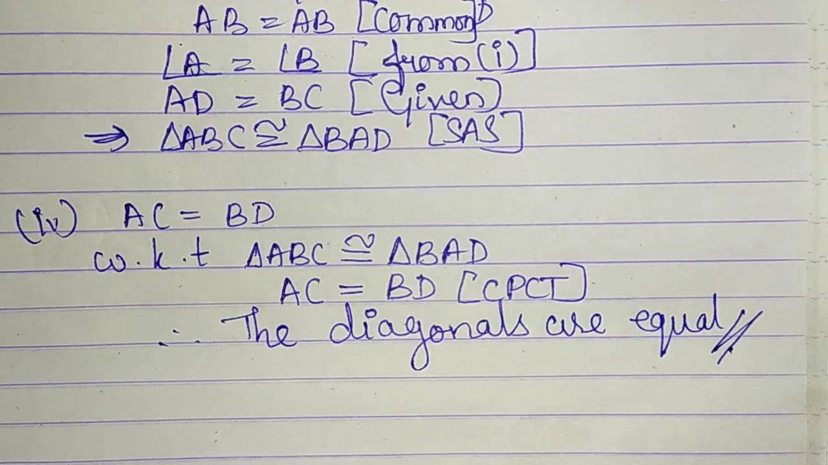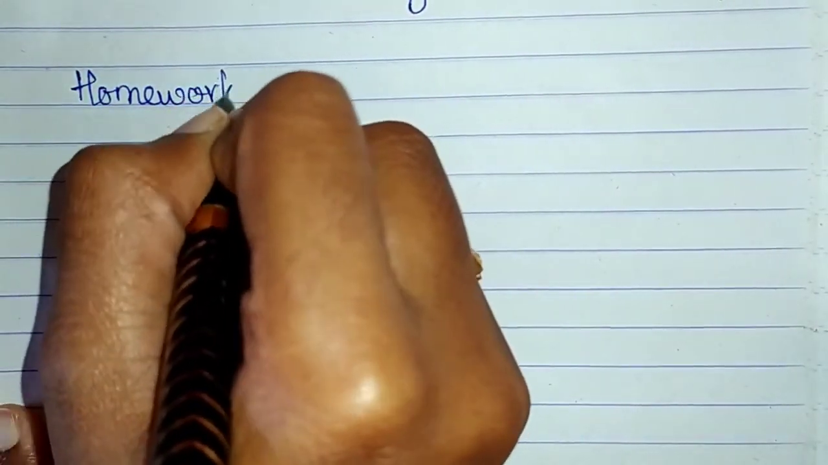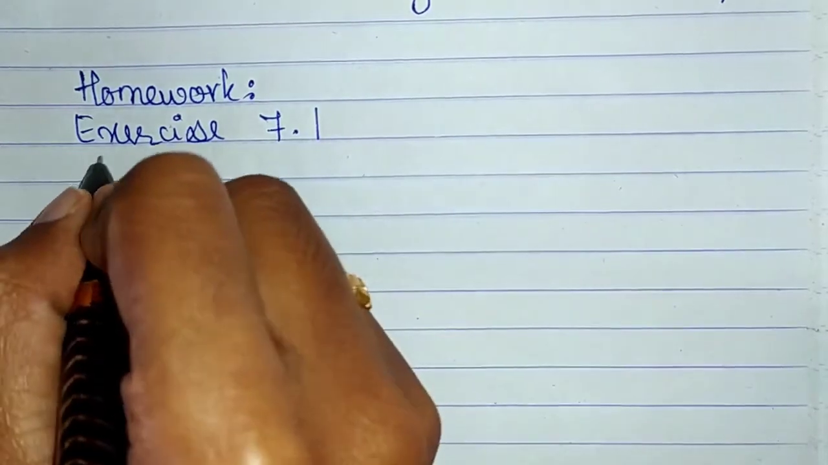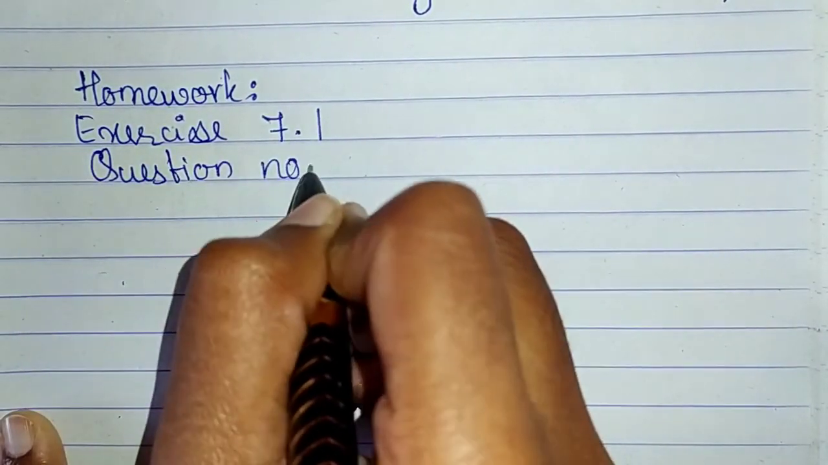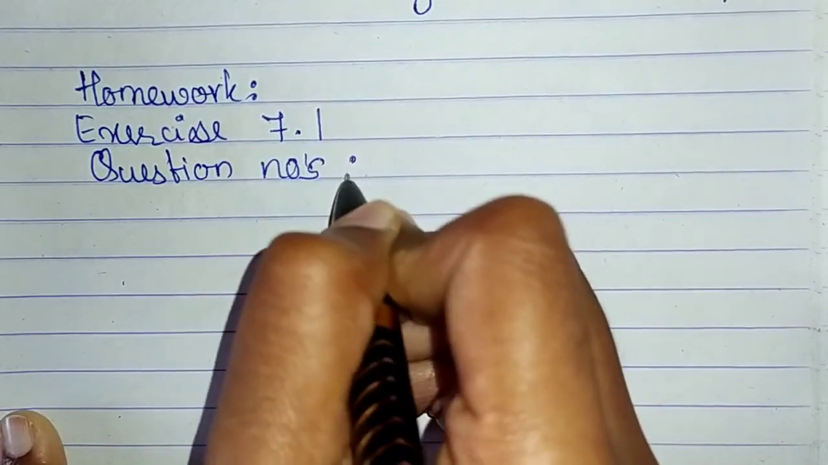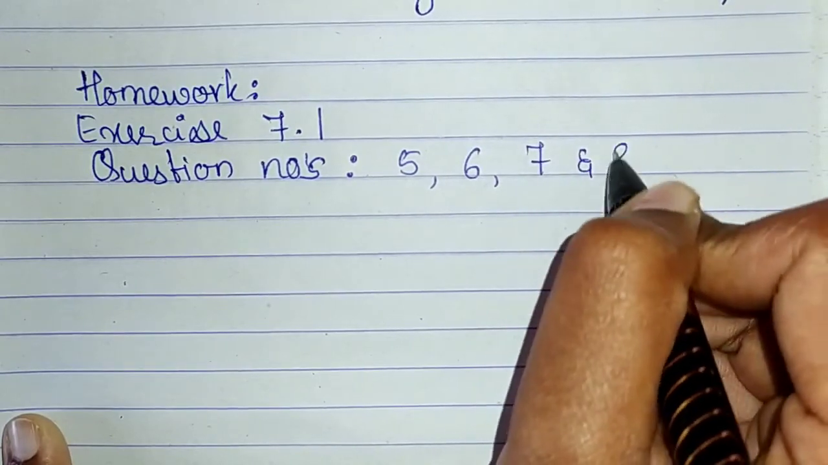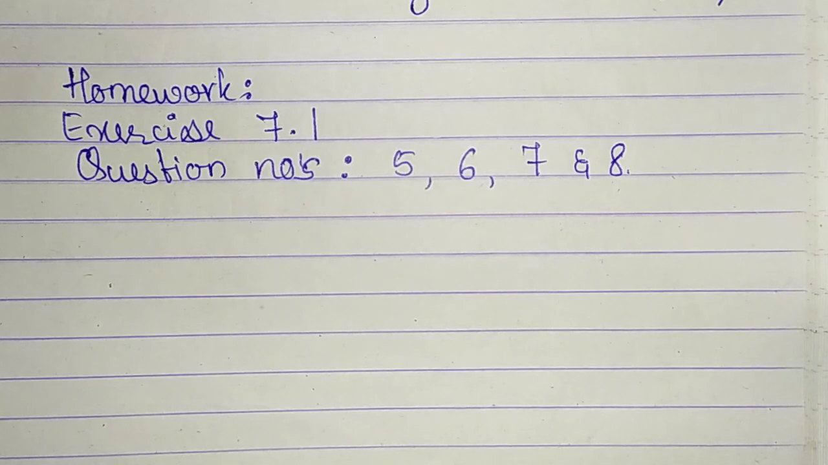Write down the homework. Exercise 7.1 question numbers 5, 6, 7 and 8. These 4 questions are to be solved by you as your homework. So this completes your exercise 7.1.